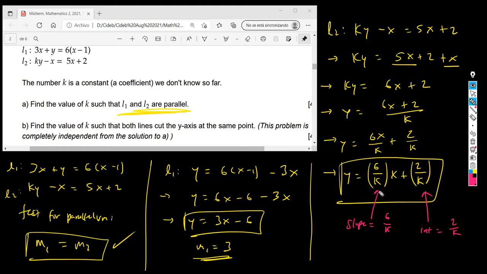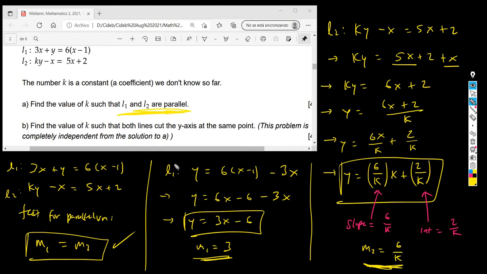You may be thinking, well, we don't know the slope because we don't know k. And I get your point. All I can say at this moment is that line 2 has a slope 6 over k. That's all I can say. Until I know k, I won't be sure exactly how much M2 is. Whatever number k is, the slope will be 6 over k. And that's why the problem is phrased in this way, guys: find the value of k such that L1 and L2 are parallel.